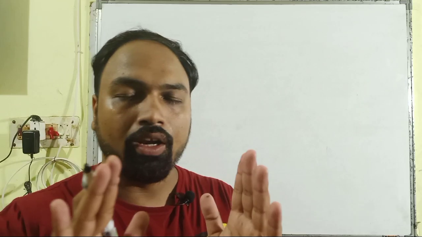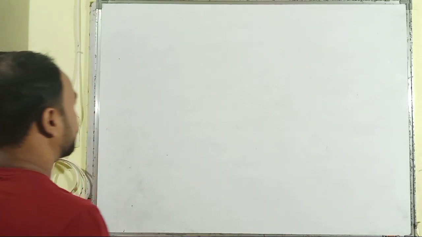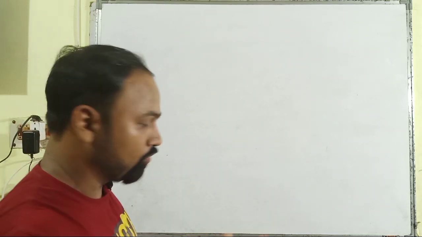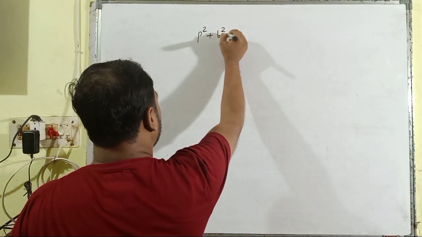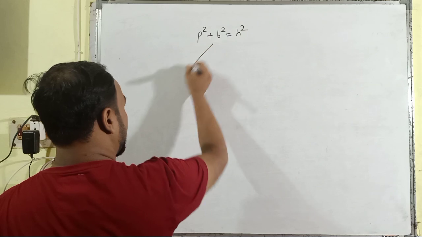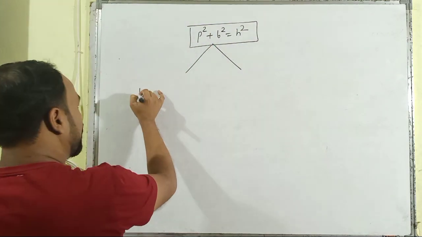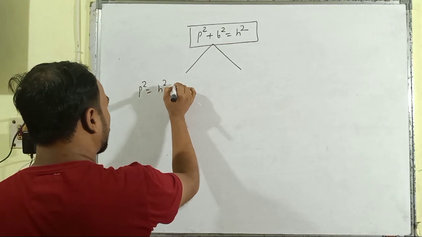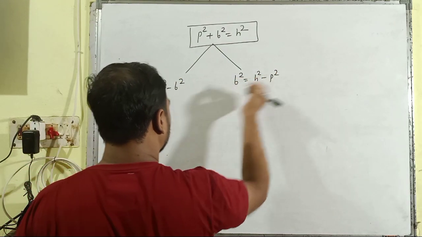Then moving towards the last of the 3 important trigonometric identities, which are based upon the Pythagorean theorem. So let us first go through the Pythagorean theorem. We know that p square plus b square is equal to h square, and from this formula we can also derive the value of p square, it is h square minus b square.